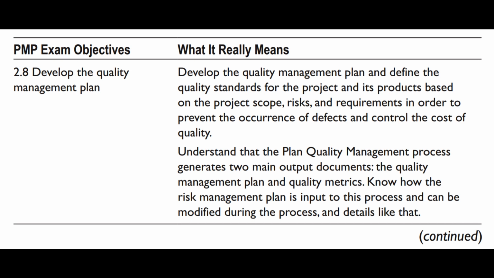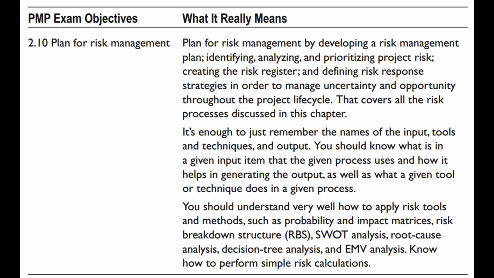Develop the quality management plan and define the quality standards for the project and its products based on the project scope, risks, and requirements in order to prevent the occurrence of defects and control the cost of quality. Understand that the plan quality management process generates two main output documents, the quality management plan and quality metrics. Know how the risk management plan is input to this process and can be modified during the process, and details like that.